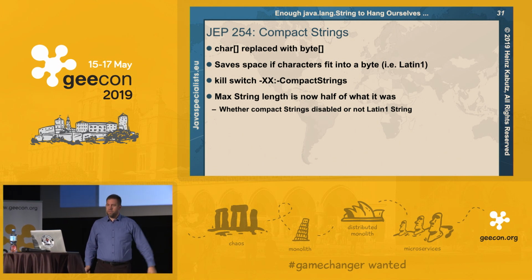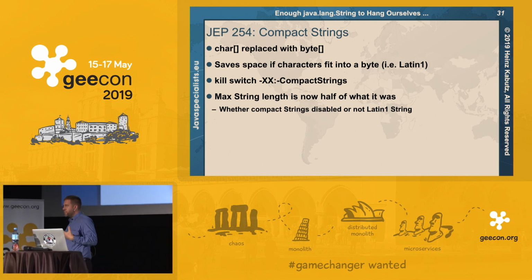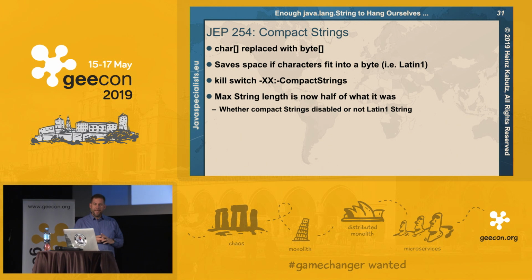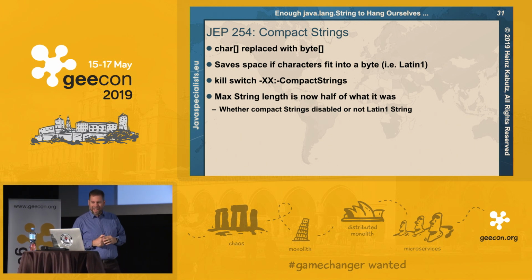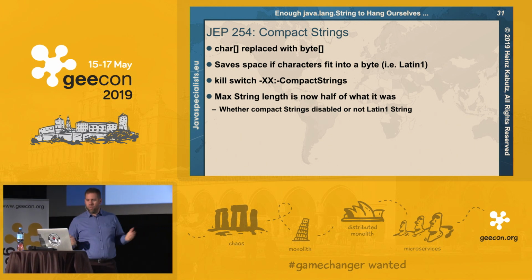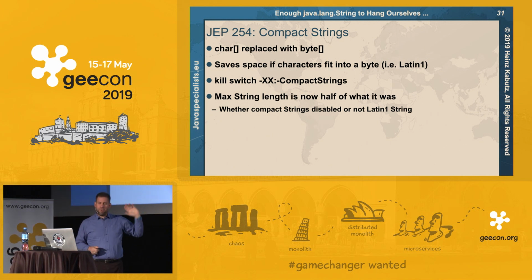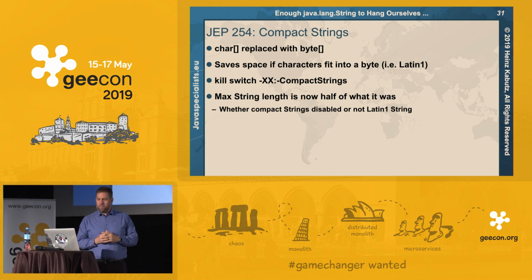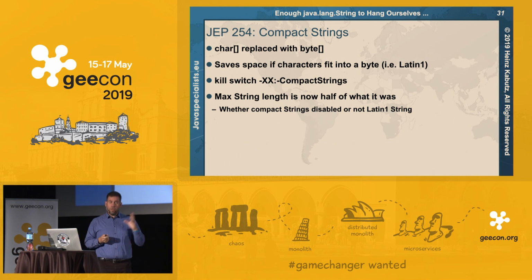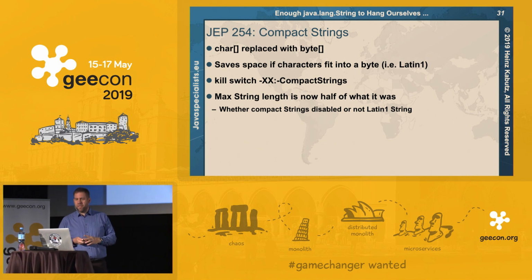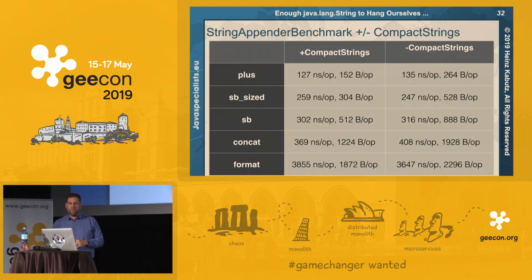They also changed the type to be byte array instead of char array. This saves space if your characters fit into a byte, so Latin 1. The moment you've got one non-Latin character, like the Polish L, then it changes it to UTF-16. So you then have 2 bytes per character. You can turn it off if you want to. But as we saw also, the maximum string length is now half of what it was before.